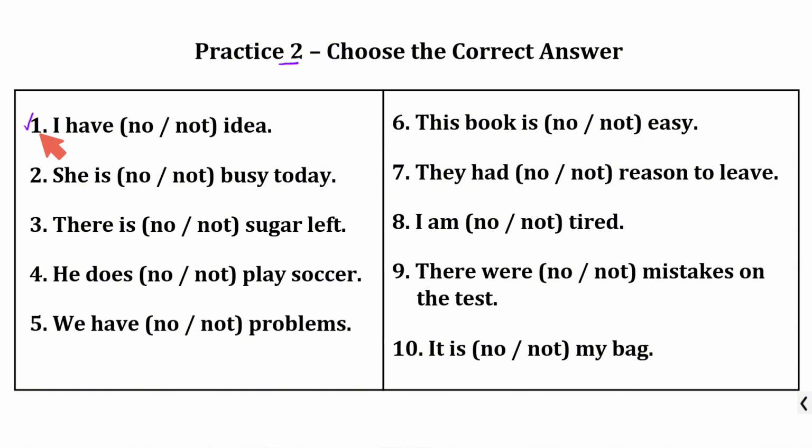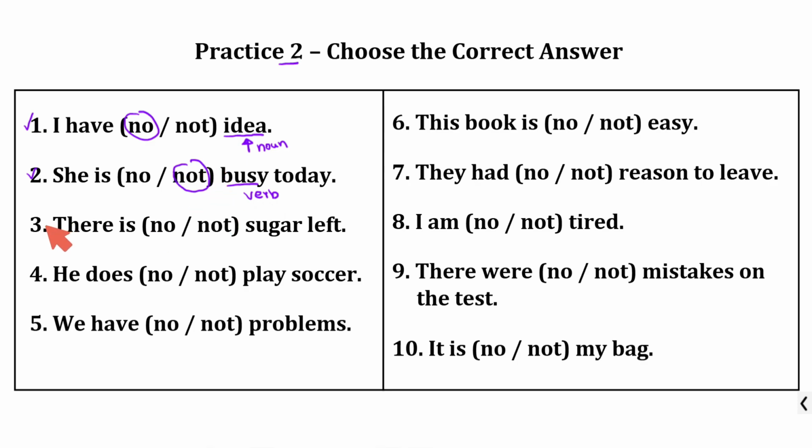Number one, I have no or not idea. So our hint here is idea. Idea is a noun. Therefore, we circle no. I have no idea. Number two, she is no or not busy today. Busy is an adjective. Therefore, we should circle not. She is not busy today.